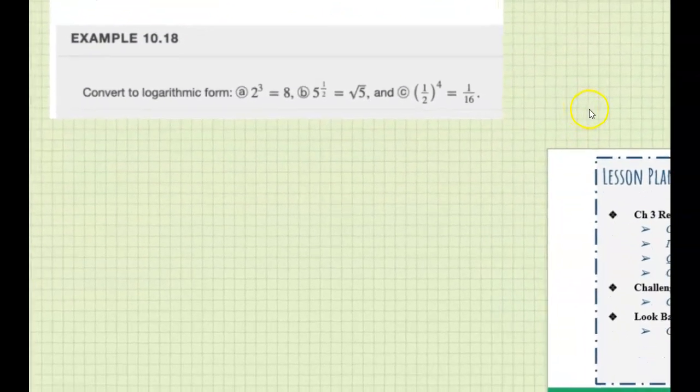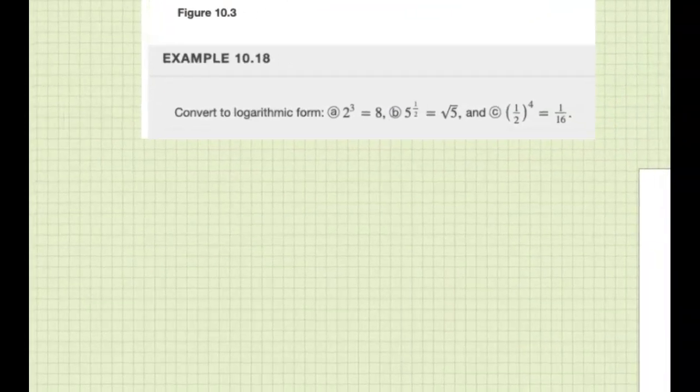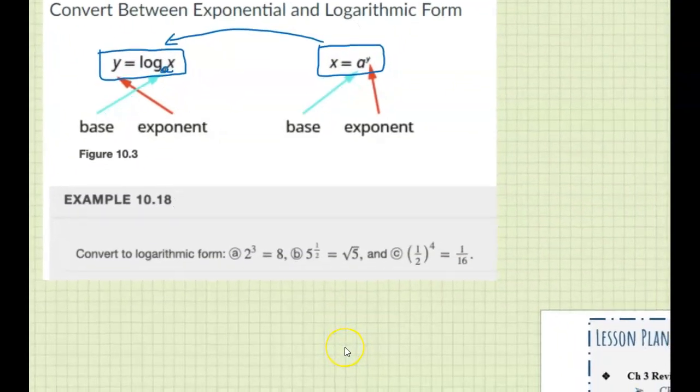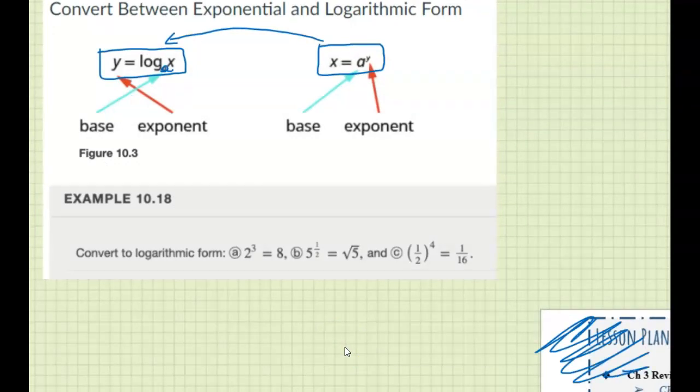Alright, so we're going to practice converting between exponential and logarithmic form. Part A says 2 to the 3 equals 8, which is totally true. There's nothing to solve, but we want to convert to logarithmic form. So this is exponential form.